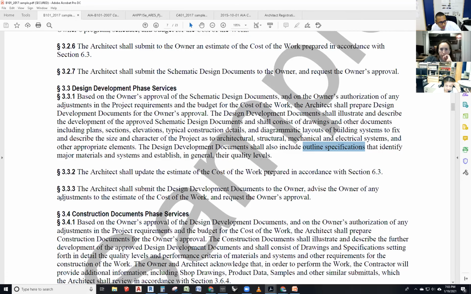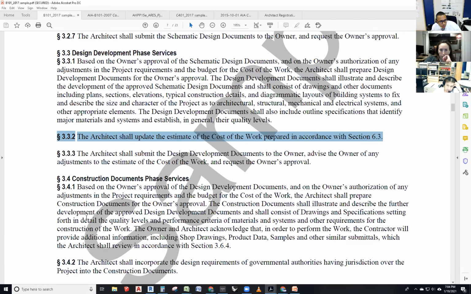Then we go to section 3.3.2. The architect shall update the estimate of the cost of the work prepared in accordance with section 6.3. You update it. Section 3.3.3. The architect shall submit the design development drawings to the owner, advise the owner of any adjustment to the estimate of the cost of the work, and request the owner's approval. Is that clear, everybody?